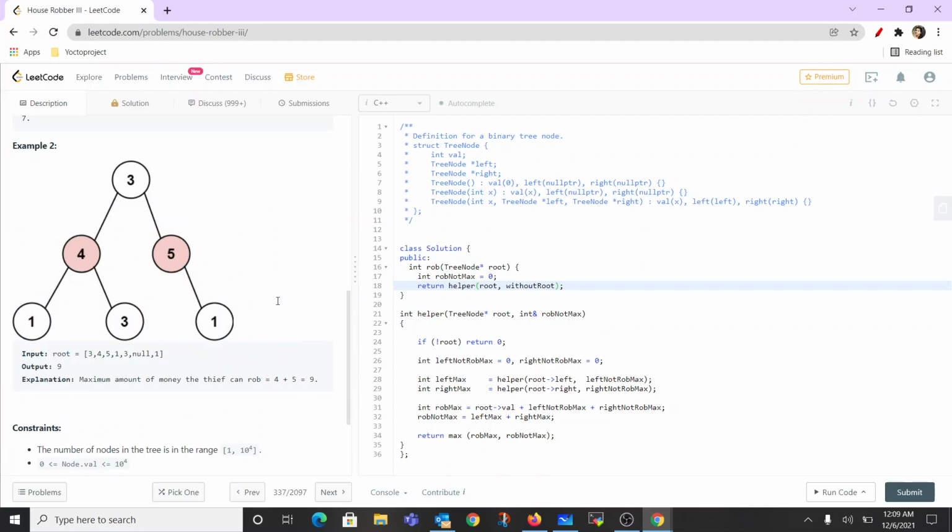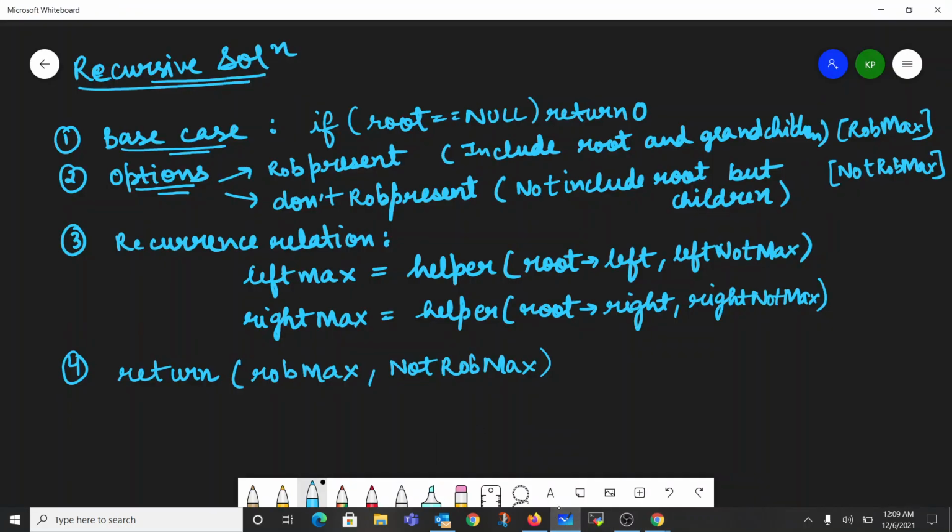Now comes the part of how we can solve this question using recursion. For recursion, we always require a base case, the options which we are required to choose, the recurrence relation, and what we would be returning at the end. As per the question, we first go ahead with the options. We have just two options: either we would be robbing the present node or we won't be robbing the present node.